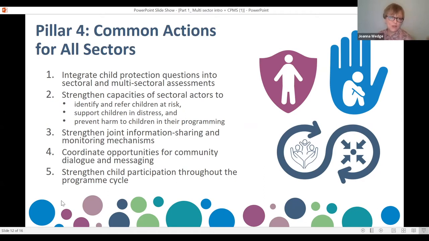The third common action for all of us is to strengthen information sharing and our monitoring mechanisms. Hopefully we'll have a chance to unpack some of these in the discussions in the breakout rooms. The fourth is around coordinating opportunities for dialogue and messaging with the community, so that we have one clear set of messages that don't overlap or have slightly different tones. And then finally, strengthening children's participation throughout our program cycle. We go on, Jessica.